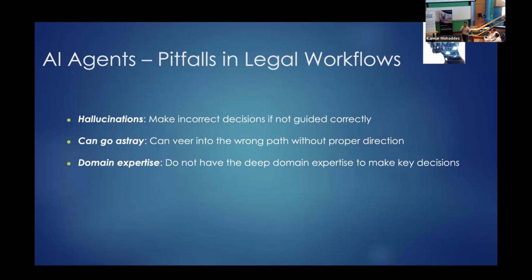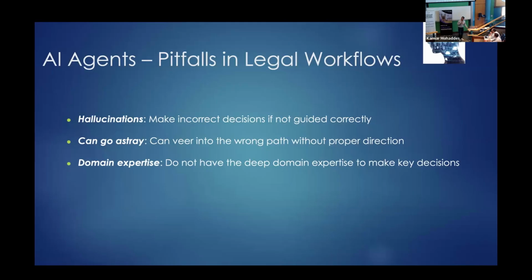Secondly, you can go astray. If you make the wrong decision at one point, an AI agent basically tries to get to the outcome, so one mistake gets compounded into 10 mistakes. And you have a situation where you're not even close to the end result that you want to achieve. And the last one is they don't have the domain expertise to make the decisions in some cases. So how do you address these issues?